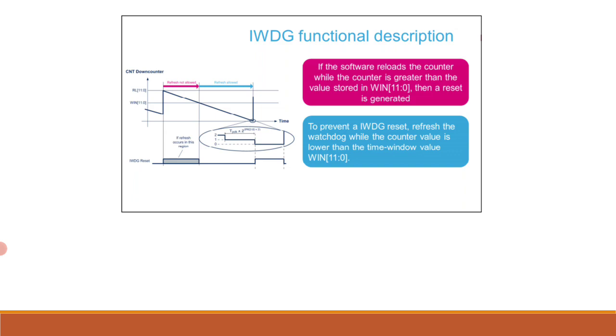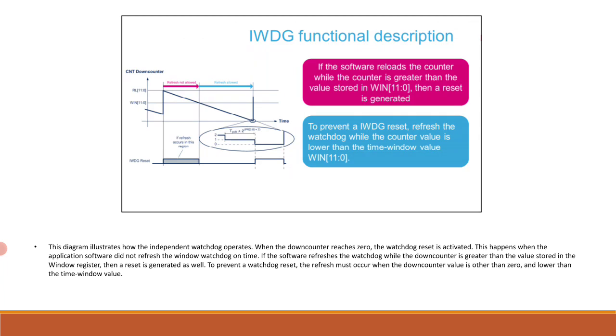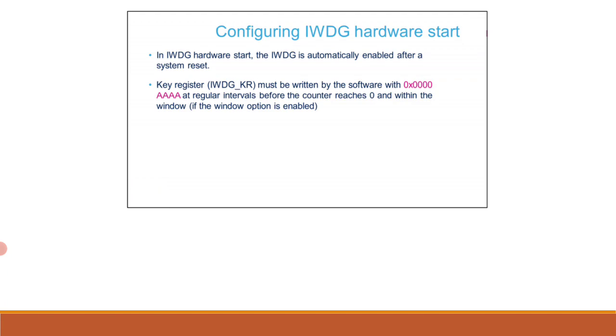The independent watchdog hardware is enabled by the device option bytes. So that means configuring the IWDG hardware start. If hardware mode is enabled, after every system reset the watchdog automatically loads the down counter with 0xFFF and starts to count down. To prevent any reset, the key register must be refreshed at regular intervals before the counter reaches 0 and within the window, if this option has been selected.